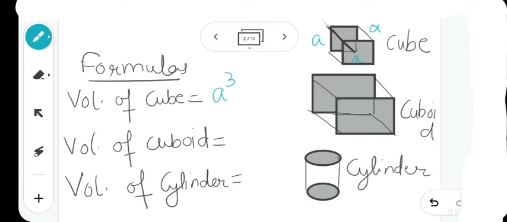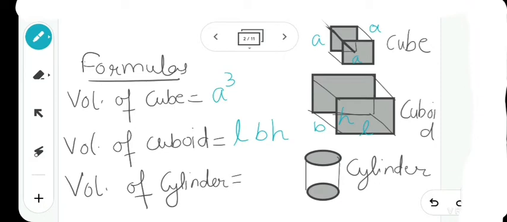Okay. Now, next is cuboid. Cuboid has length, breadth and height. This is length, this is breadth and this is height. So, volume of cuboid will be length into breadth into height. So, it will become lbh. So, in case of volume, we multiply three things. In case of cuboid, we multiply length, breadth, height. In case of cube, we are having all sides equal. So, we just write a cube. 3 times we multiply side with side.